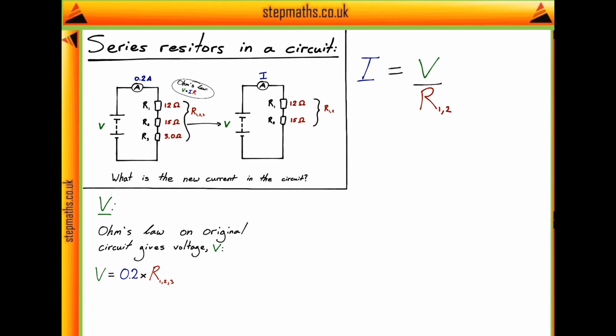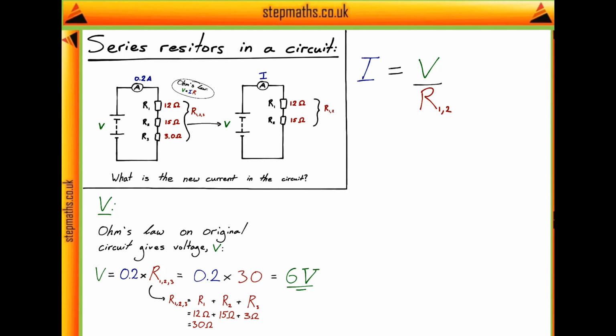To find the resistance of the circuit, we can simply add the resistances of each of the resistors. This is because the resistors are in series, which makes it nice and easy. So we can just add together 12 ohms, 15 ohms, and 3 ohms, giving us a total resistance of 30 ohms. Therefore, the voltage of the battery is going to be 0.2 amps multiplied by 30 ohms, giving a value of 6 volts.